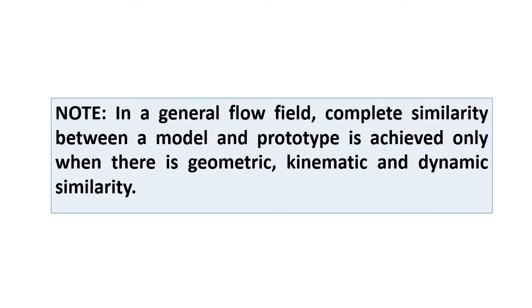So I have written a note. In a general flow field, a complete similarity between a model and prototype is achieved only when there is a geometric, a kinematic and dynamic similarity. As of now, you just understand what geometric, kinematic and dynamic similarity are. We are going to study all three separately in detail once we finish this dimensional analysis.